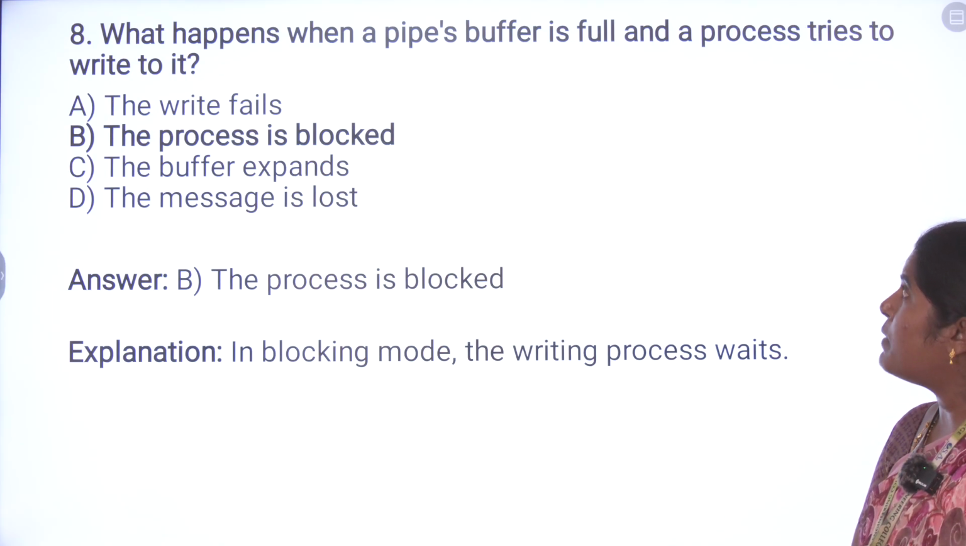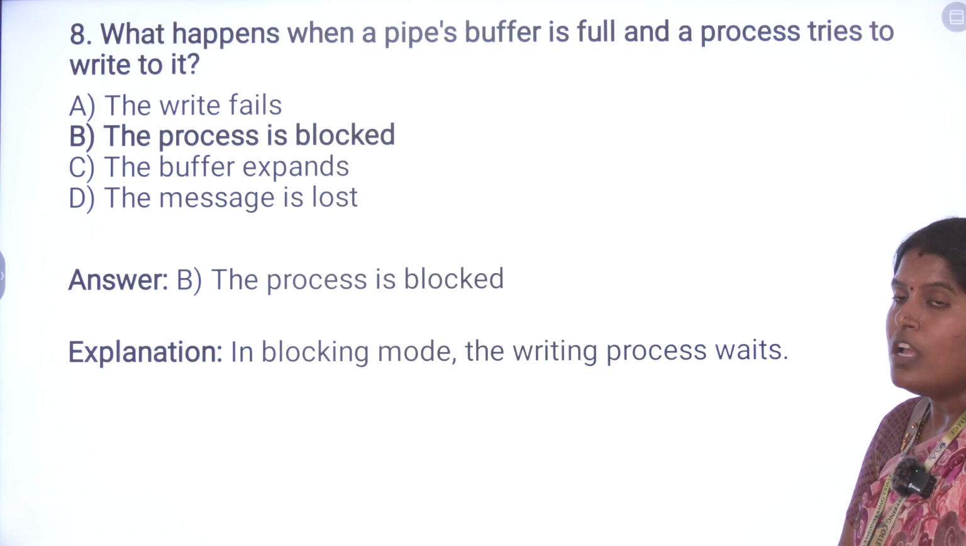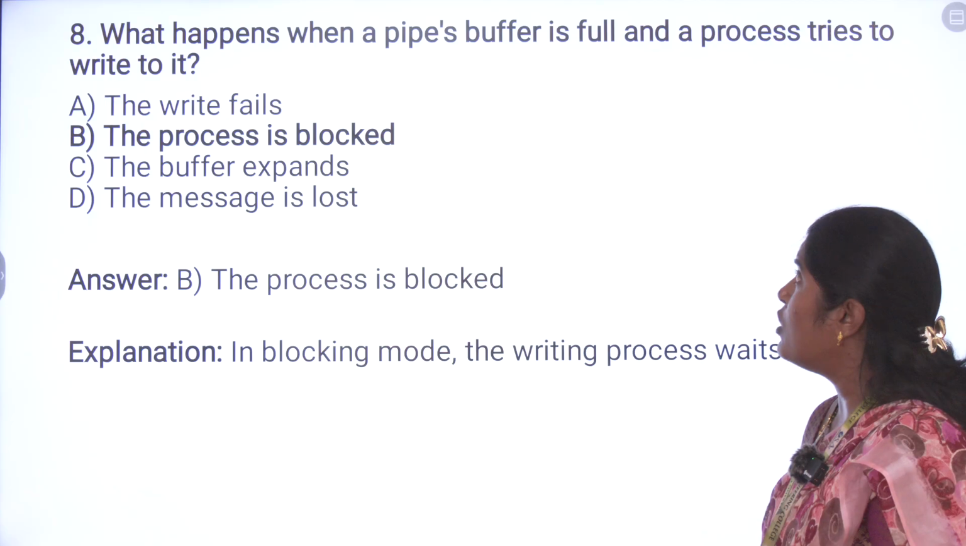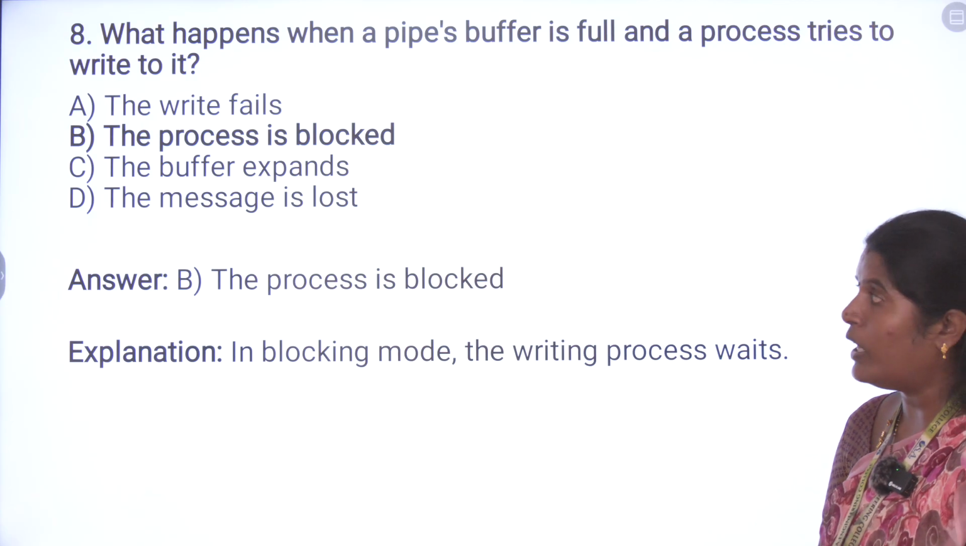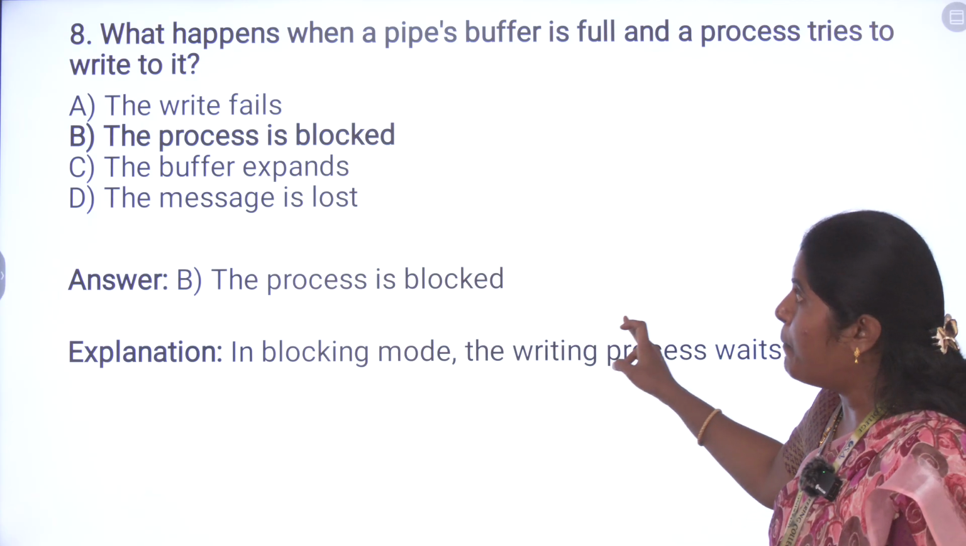8th one: what happens when a pipe's buffer is full and a process tries to write to it? The options are the write fails, the process is blocked, the buffer expands, or the message is lost. The answer is the process is blocked, because when the buffer is full we cannot write data to it. As a result, the process will be blocked.